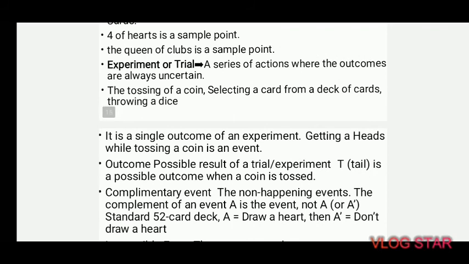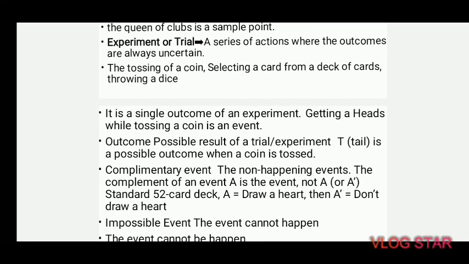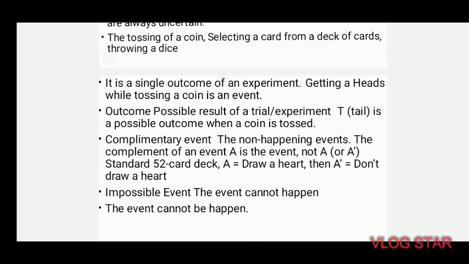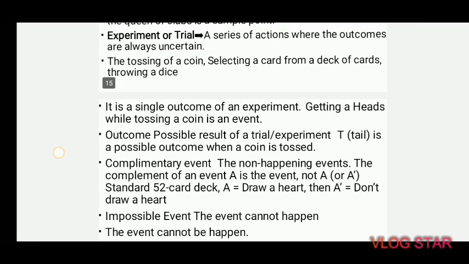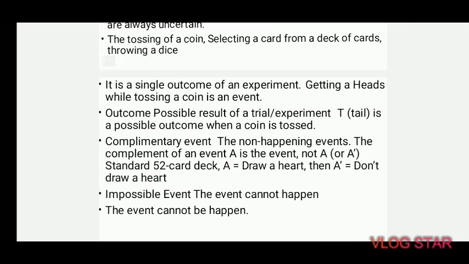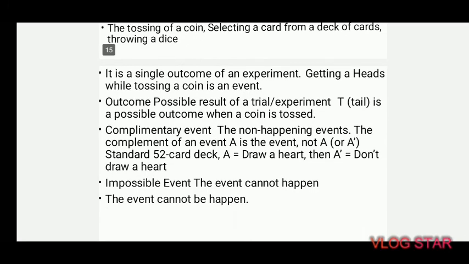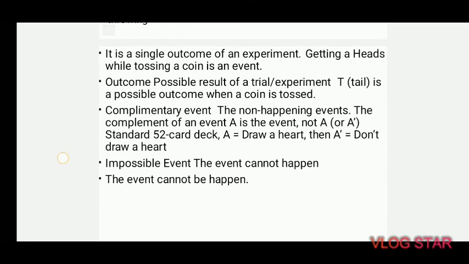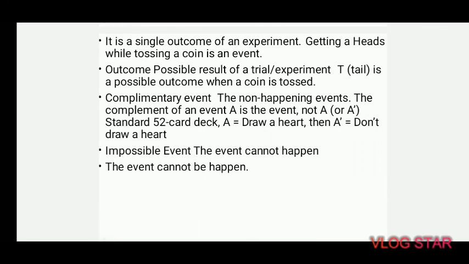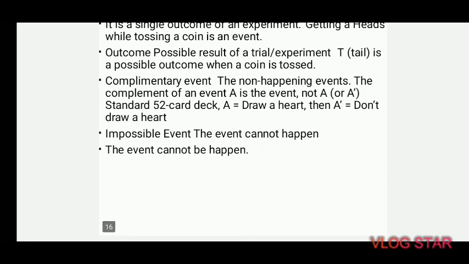Experiment or trial: a series of actions where the outcomes are always uncertain. Examples are the tossing of a coin, selecting a card from a deck of cards, and throwing a die. Those are examples of an experiment or trial. An event is a single outcome of an experiment. Getting a head while tossing a coin is an event. Outcome is a possible result of a trial or experiment. Tail is a possible outcome when a coin is tossed.